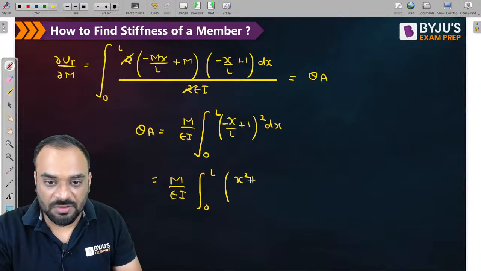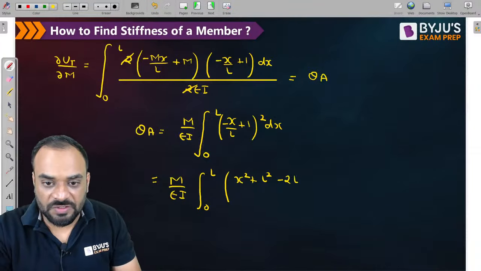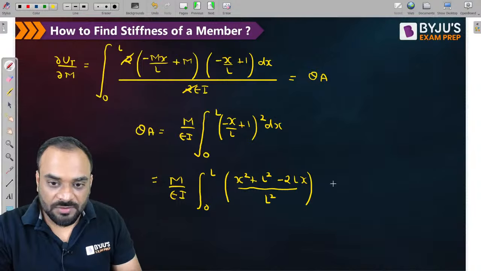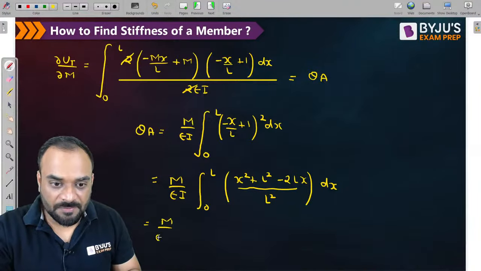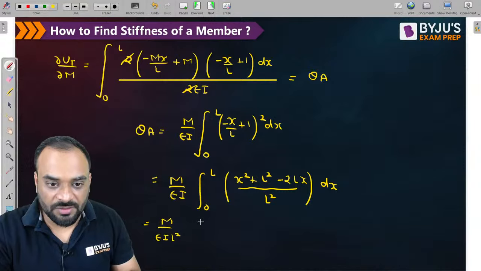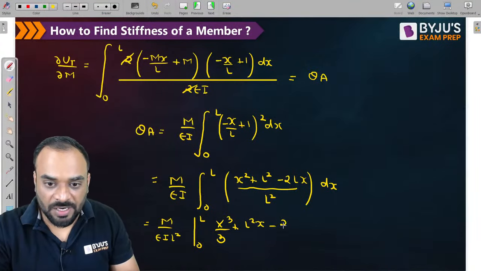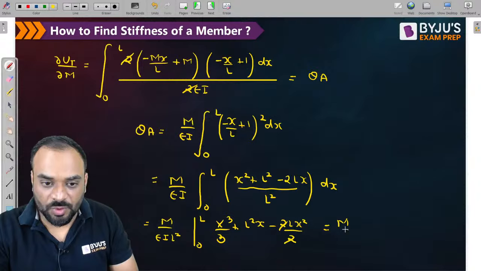So x square plus L square minus 2Lx, divided by L square, right? And then dx. So M by EI L square, and after integration the limit is again the same, 0 to L, and this value will become x cube by 3. This value is L square into x, minus 2L x square divided by 2. You can cancel this value. Okay, now let's put the limit to get the answer.